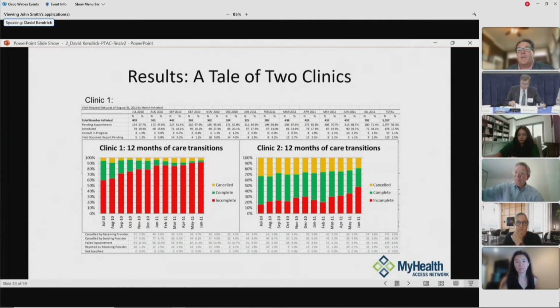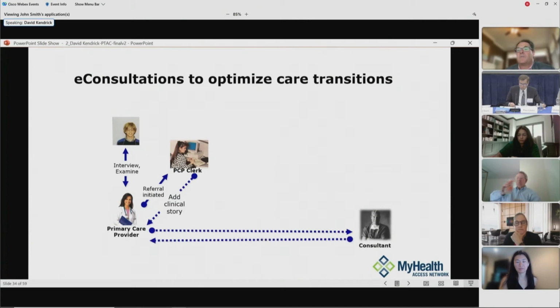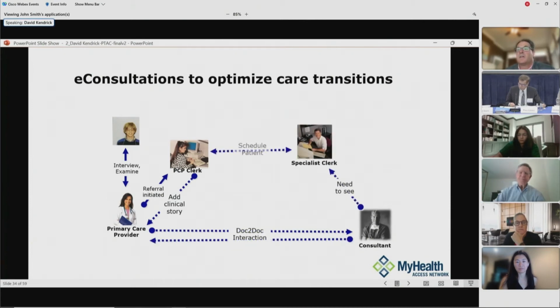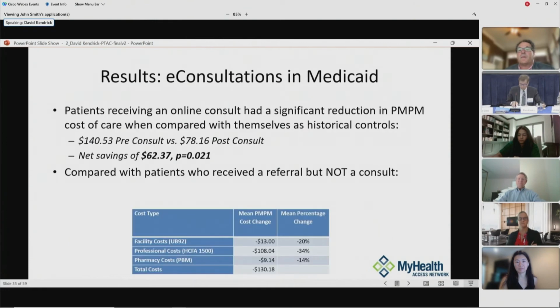Next click. The next item here was to leverage that infrastructure to do electronic consultations to enable specialists as consultants to triage the cases, to make sure they needed to see them before they saw them. This becomes critically important to practices when they take on risk. And what we were able to demonstrate using this workflow, next click, was a significant cost reduction within each patient from before to after their consultation, as well as across all populations, those who received the electronic consult versus those that did not, for $130 PM cost savings comparing those two populations. Next click.